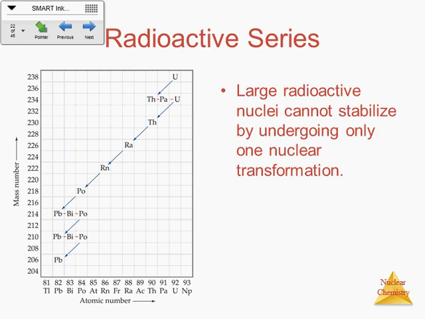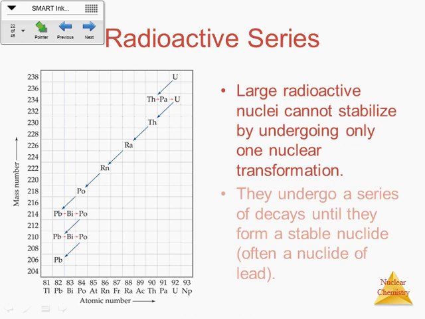Okay, and eventually, a lot of times, these series of radioactive decays will often end with lead, because lead is one of the most stable, bigger elements. And so these nuclei are trying to get stable, and a lot of times they end up going to lead.